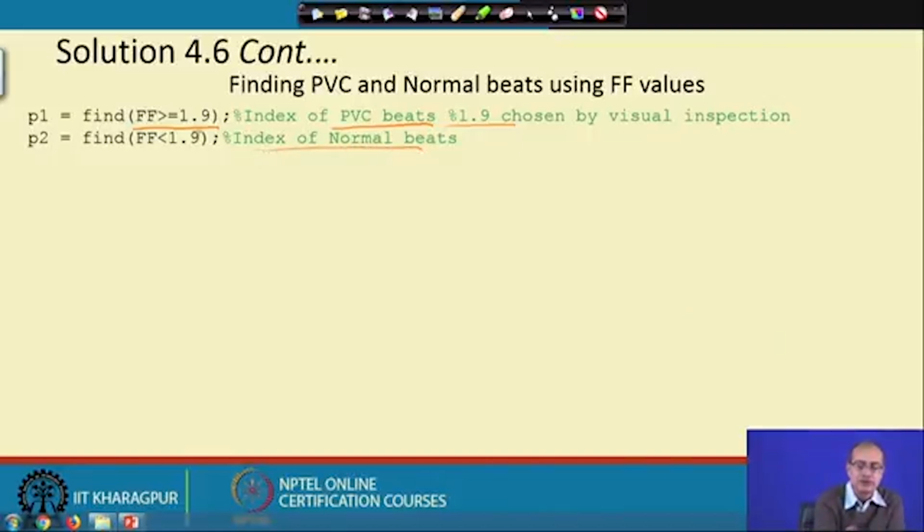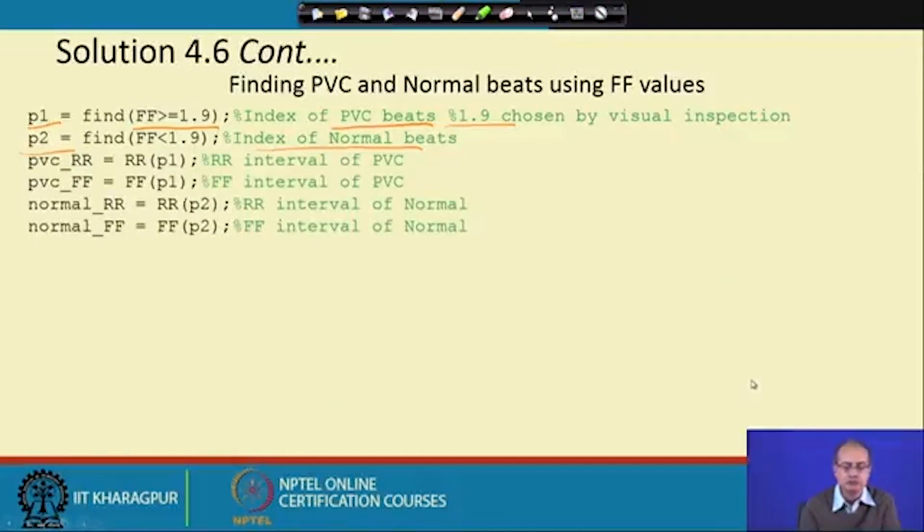Using this find command, we get two sets, P1 and P2. P1 gives us all those cycles which have PVC, and P2 gives us those cycles which are normal. Next, we take the RR values for the PVCs. Using the index P1, we take the corresponding RR values and put them in a variable, and the corresponding form factors also for the PVCs. In the same way, we put the RR value of the normal and the FF value of the normal beats.